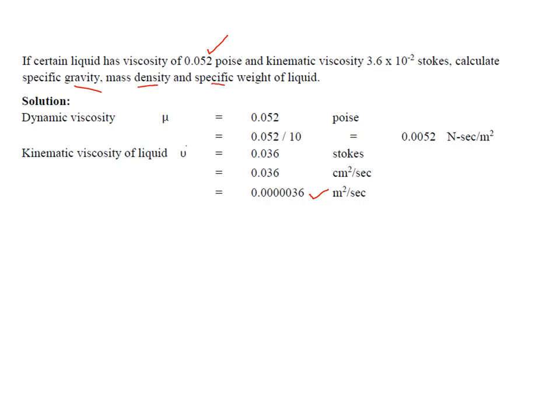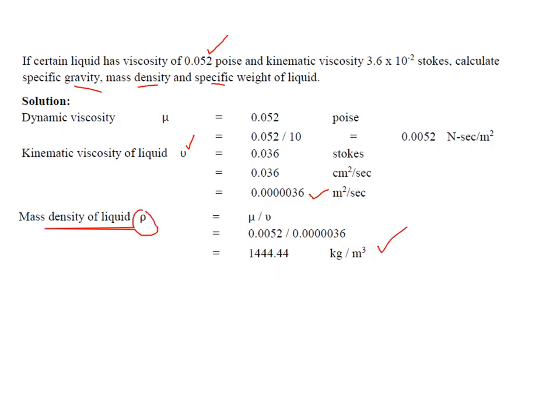Okay, I'll use the definition of nu. So nu is mu by rho. So that will enable me to find out mass density. Mass density is nothing but mu by nu, because nu is mu by rho. So if I take mu and divide by kinematic viscosity, I'll get mass density, which is 1444.44 kg per meter cube. That's the unit in SI units, which is kg per meter cube.